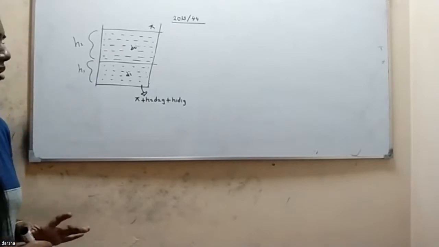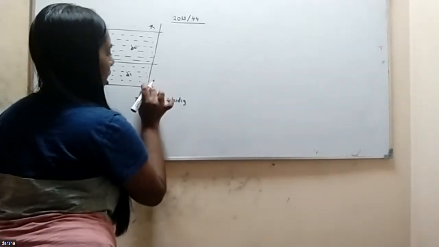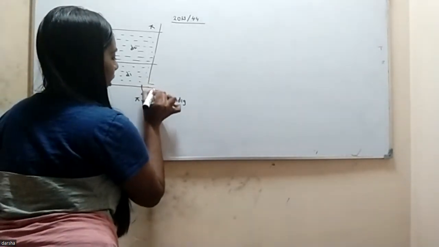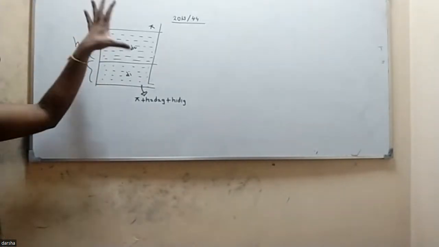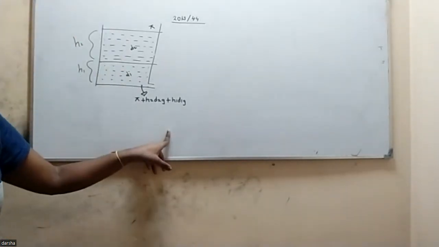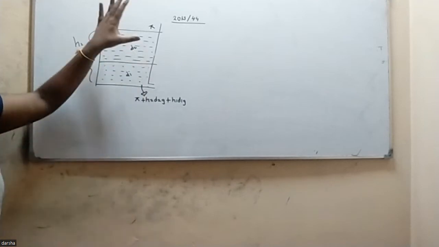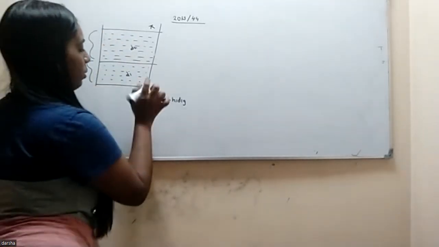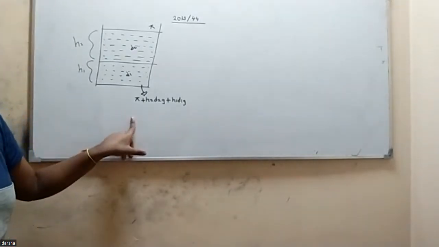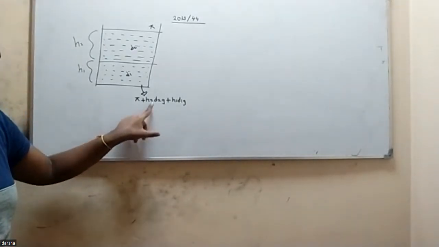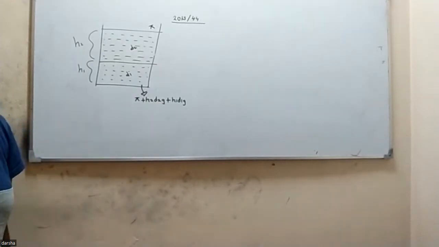But the question is not like that. They have put a hole here, and the liquid is moving with the velocity V. So when the liquid is moving, we can't tell the pressure like this. Only for the static condition, when the liquid is still, that means the liquid is not flowing out, we can write the pressure at this particular point as P0 plus H2 D2 g plus H1 D1 g.